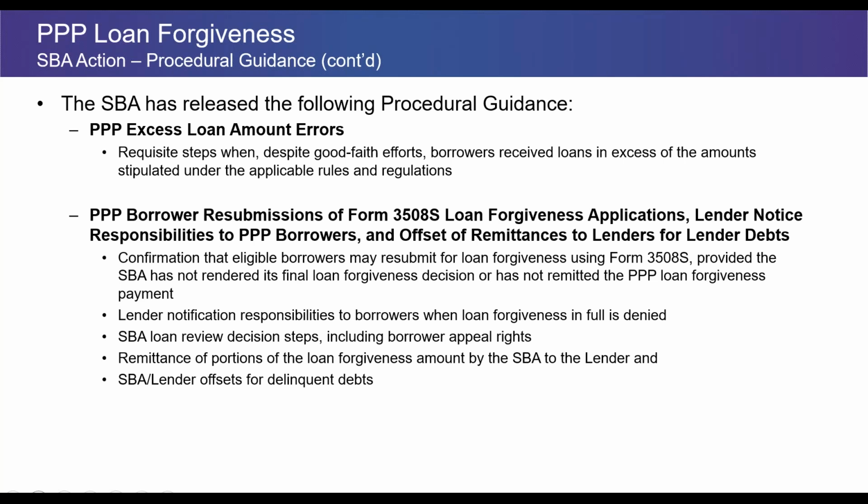The crux of this one is that if you had submitted under the 3508EZ or 3508, but were eligible to use the 3508S, provided the SBA hasn't already rendered its final forgiveness decision or remitted payment, then you are eligible to resubmit using the 3508S, which, as we mentioned earlier, is a simplified form. There are also some steps in here for lenders in terms of how they notify borrowers if the loan forgiveness is denied, and then the SBA loan review decision steps. We haven't gotten to the point, at least to our knowledge, where borrowers are starting to get audited, but it could happen. So something you're going to want to focus on if you think this situation applies.